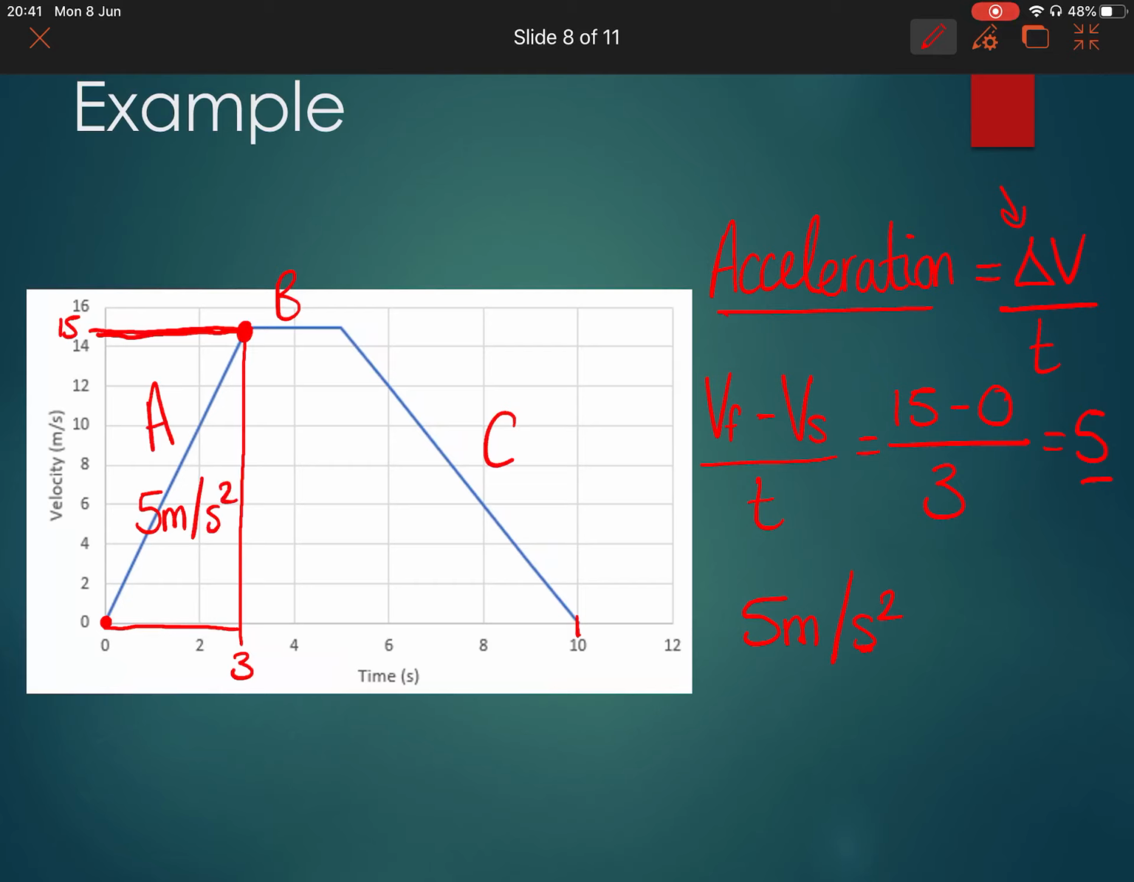Section B is nice and easy. We can see this whole line is flat for section B. So they haven't changed their velocity at all. They've not changed speed, so they can't be accelerating. If you haven't got faster or slower, you can't be accelerating. So the acceleration for B is 0. Nice and easy. Now we're going to have a look at the acceleration for C.